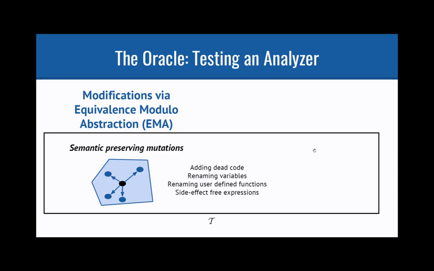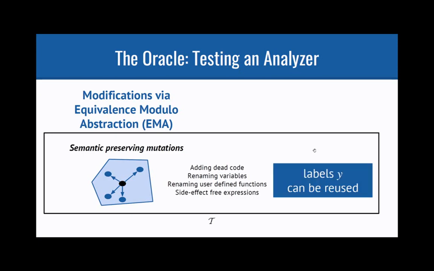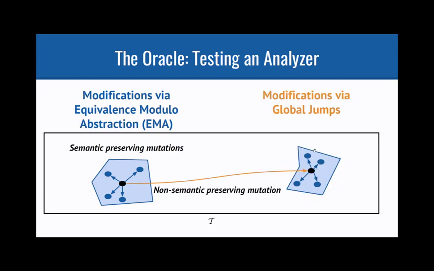So the idea here is that if you do any of these modifications, such as adding dead code or renaming a variable, it should not affect the results of the analysis. And since it doesn't affect the results of the analysis, we can reuse the labels we computed before, and we don't have to have an expensive procedure that executes the program and obtains the labels for us. In addition to this, we also have modification via global jumps, which try to jump from this equivalence class to another one and then perform local search again. And if we do this optimization, we can show that we get more than an order of magnitude improvement in effectiveness of finding the counterexamples.